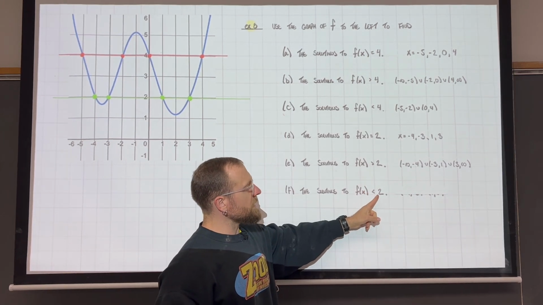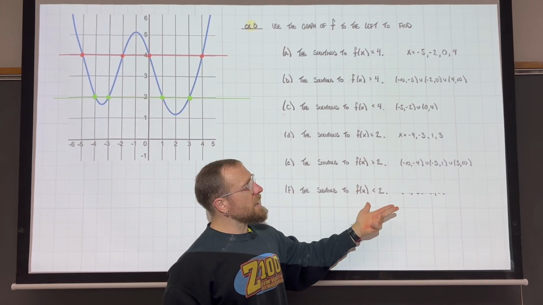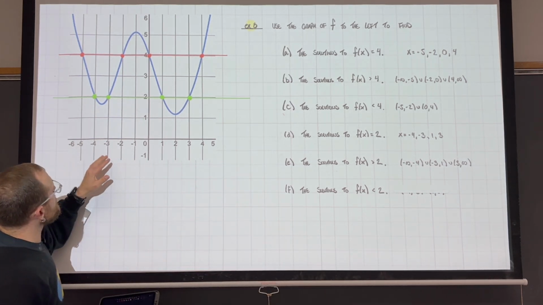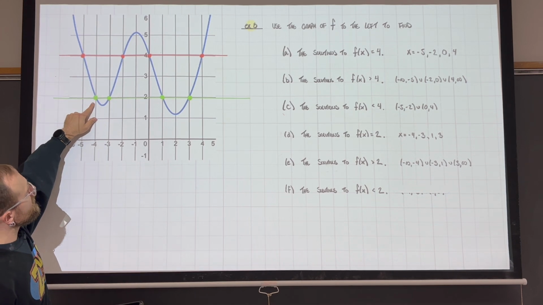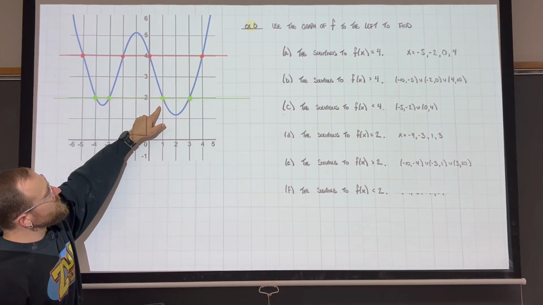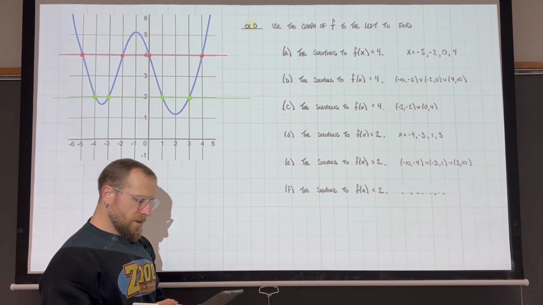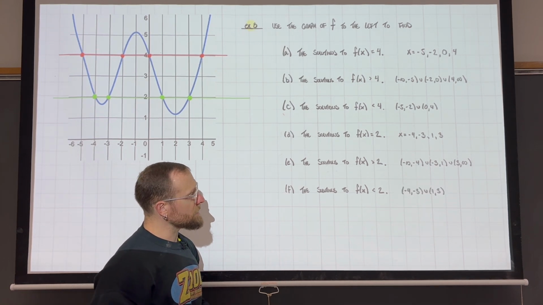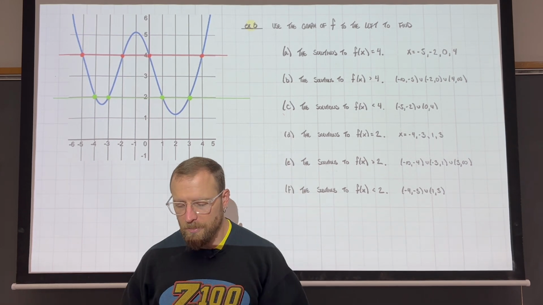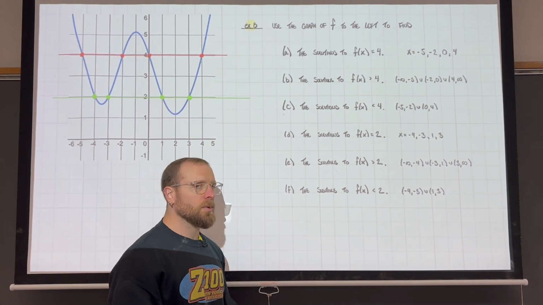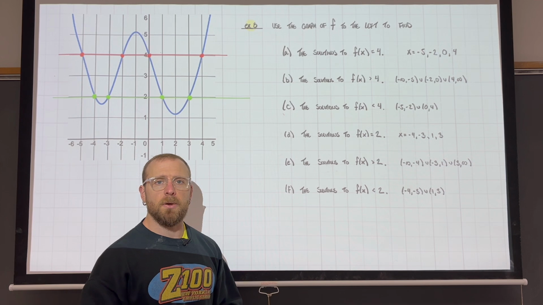And when is f of x less than 2? Well, essentially everywhere else. It's less than 2 when the graph goes below this green line. So that's between -4 and -3, and between 1 and 3. And so that's going to be my answer. It's these open intervals, endpoints not included, because at the endpoints the function is equal to 2. And so that's how this goes.